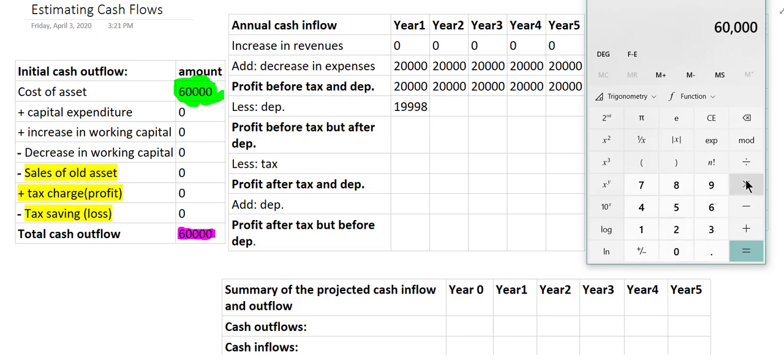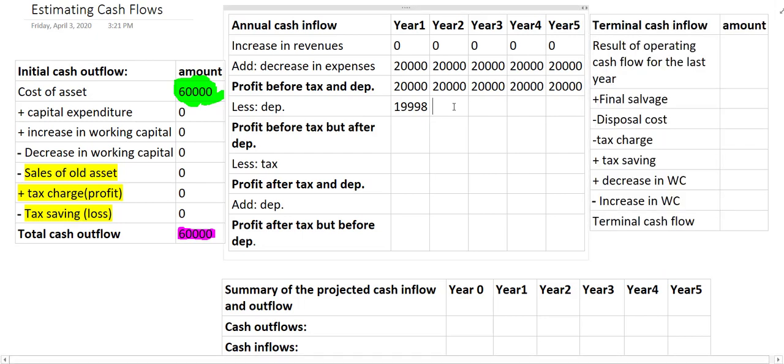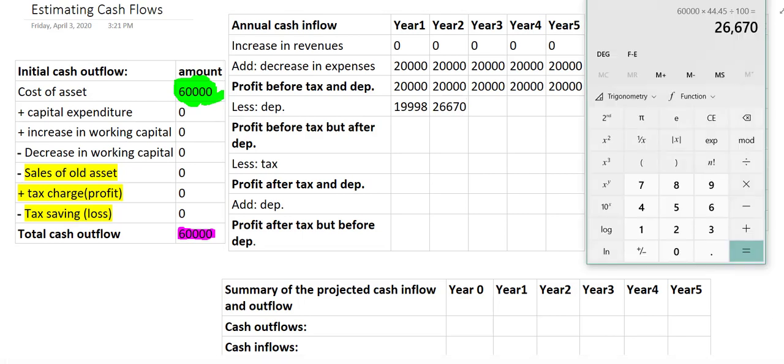60,000 into 44.45 and divided by 100, right? So you'll get this amount: 26,670. 26,670 is for the next year. Calculate for the next year as well.